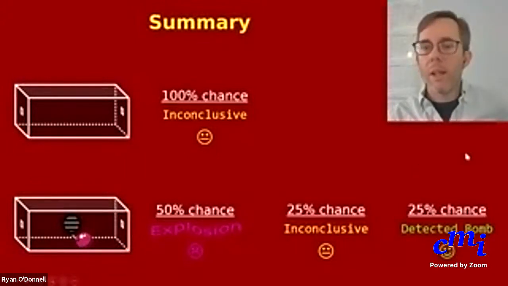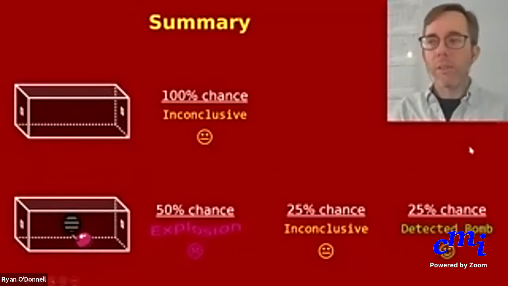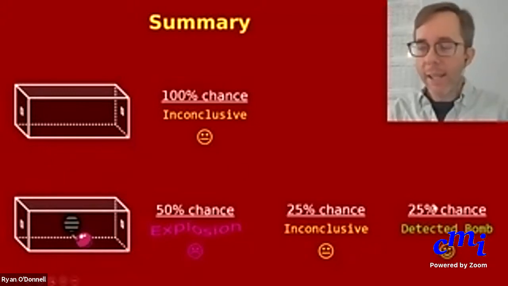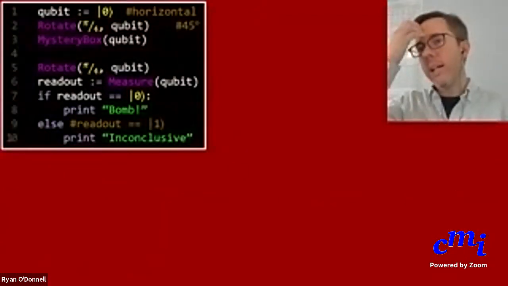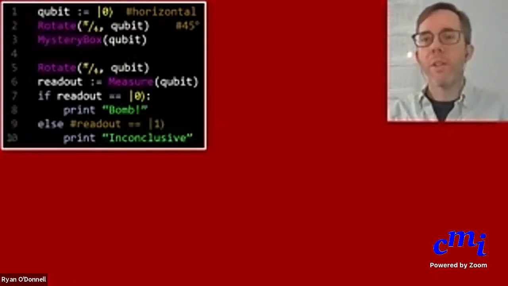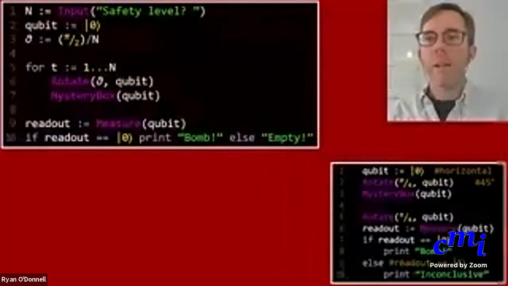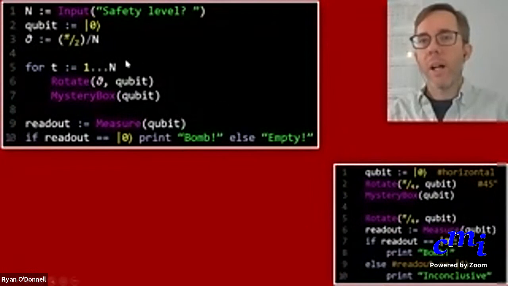Okay, let me go on to the final version of the algorithm. So this is okay, but there's a better version. So here is our old code, if you will, or physical experiment. Put it down here. This is the new version. It's got a loop in it. Actually, we'll take a little look at it.